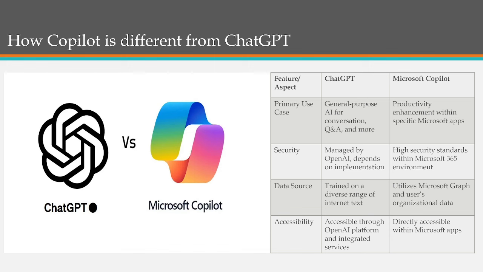Broadly, we see how Copilot is different from ChatGPT in four sections. We'll start with the primary use. ChatGPT is general purpose AI for conversation, question and answers, and more. Now they added generation of images and voice, but this is more on the internet data or the data that you uploaded to ChatGPT. If you have organizational data such as SharePoint or any information, if you want to inject that information into ChatGPT, I strongly recommend not to do that because that lives outside of your organization.